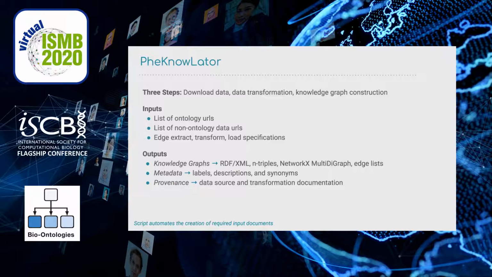To ensure reproducibility of a Phenolator knowledge graph, a text file describing all downloaded data sources and the performed transformations are also output. Finally, extensive error logging is performed throughout the knowledge graph construction process, and all identified errors are output to text files.